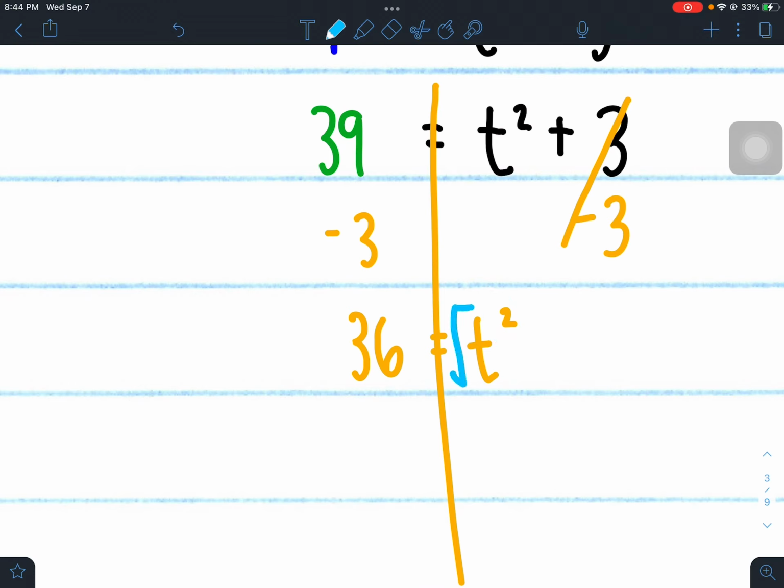And the opposite of squaring something is square rooting something. So I'm going to square root the square. When I square root the square, they should cancel because they're opposites of each other. So that means that I would be left with just a t. The exponent is gone. So square rooting a square makes it go away.